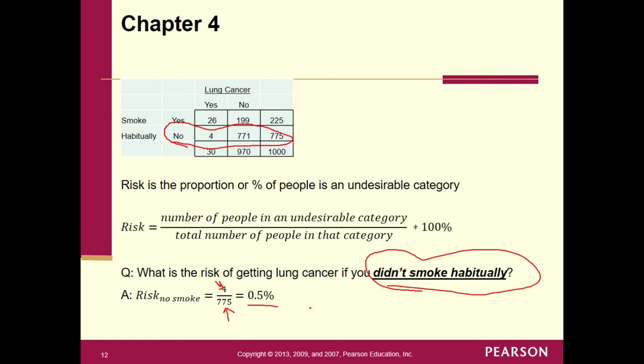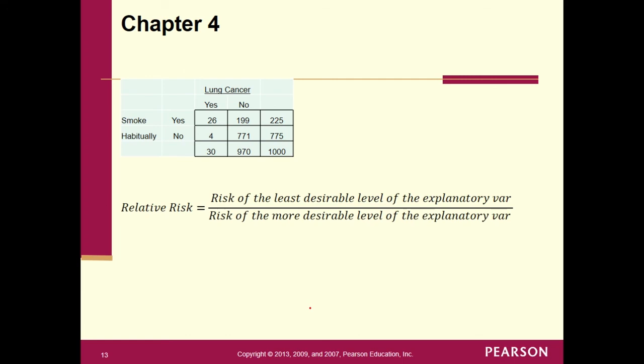And so, to evaluate the difference between the two, we go to the next topic here, and that's the relative risk, okay? The relative risk is the division of two risks. So what's the numerator here? The numerator is the risk of the least desirable level of the explanatory variable, okay, divided by the risk of the more desirable level, okay.